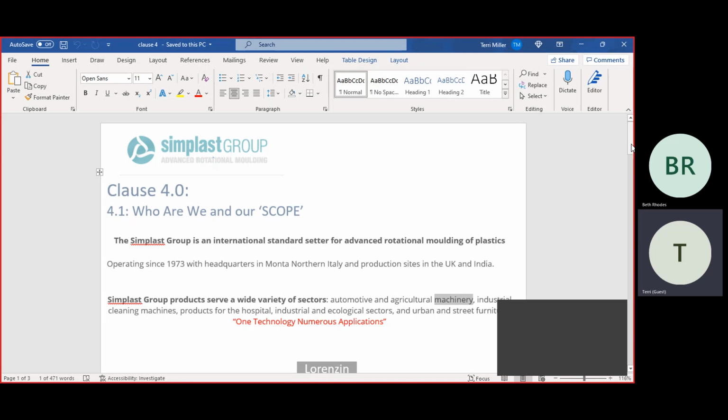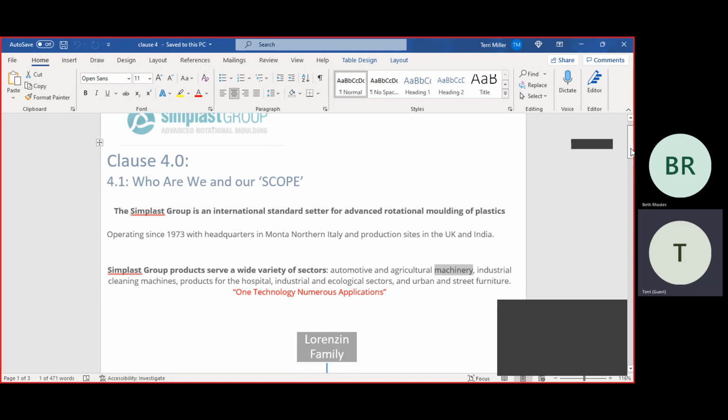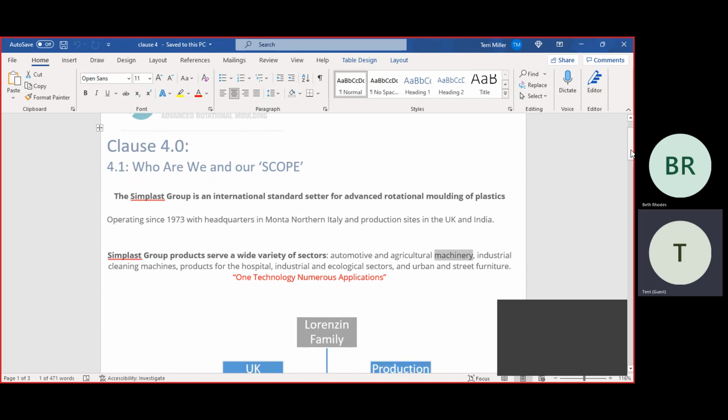And so in your scope, which usually is your tagline on your website, which is where I've taken this information from, it will tell you in great detail, but just in a few lines, exactly what the purpose of your company and or organisation is. So for me, the Simplast Group is an international standard setter for advanced rotational moulding of plastics. We have been operating since 1973. We have a headquarters in Monza, which is in northern Italy. We do employ over 400 people just in that one factory alone.